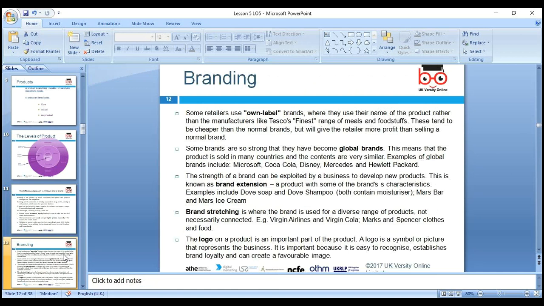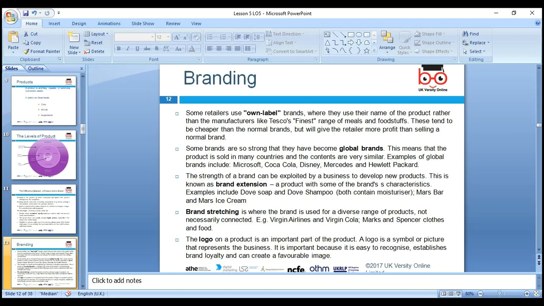Then, in branding, some retailers use their own label brands, like Tesco, Asda, Morrisons, alongside world famous brands, where they use their own names on the product rather than the manufacturer's, like Tesco Finest range meals and foodstuffs, even if somebody makes them on their behalf. They tend to be cheaper than the normal brand but give the retailer more profit than selling the normal brand.